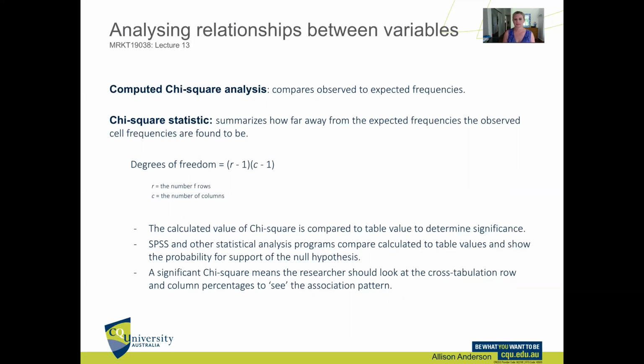SPSS and other statistical analysis programs compare calculated to table values and show the probability for support of the null hypothesis. Okay, so SPSS pretty much does that for you. A significant chi-square means that the researcher should look at the cross-tabulation row and column percentages to see the association pattern. All right.